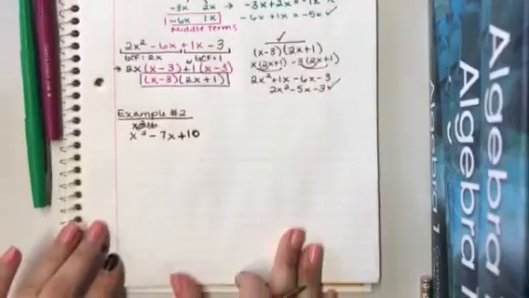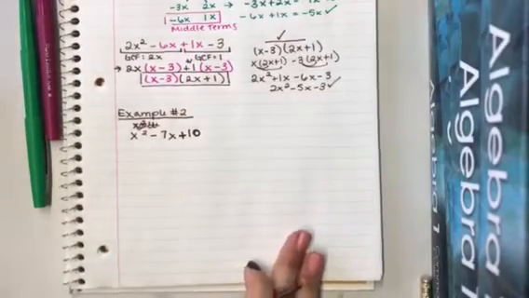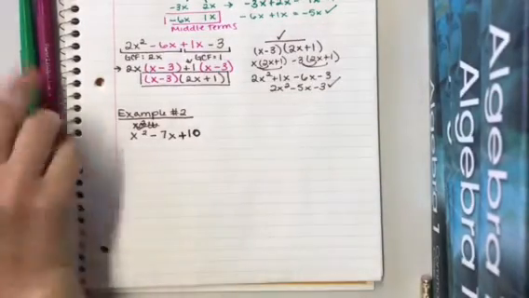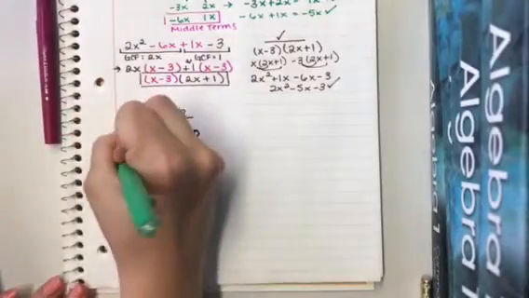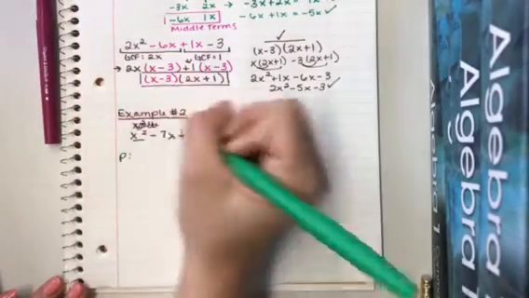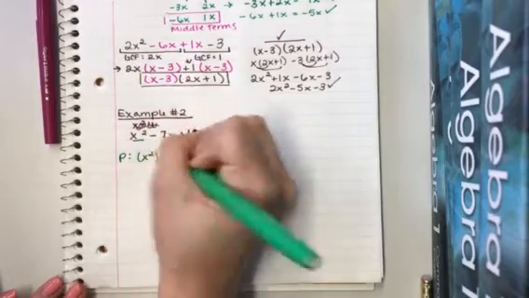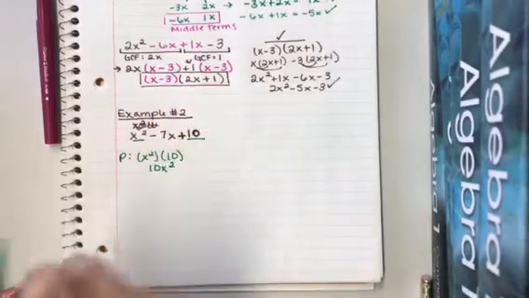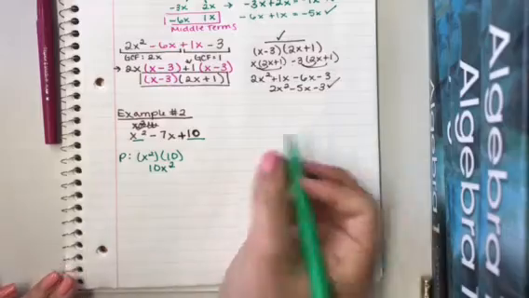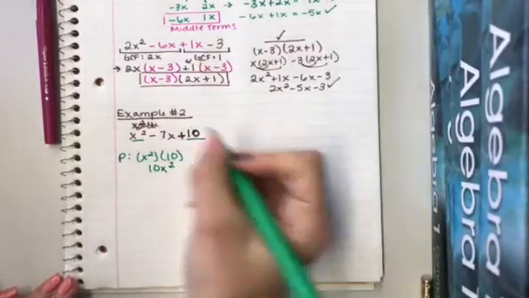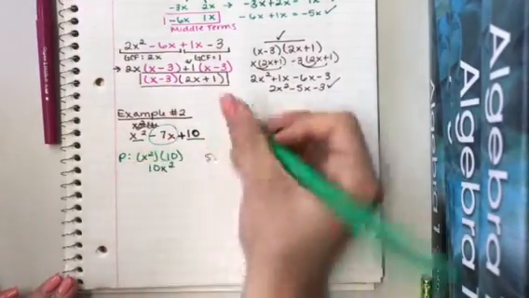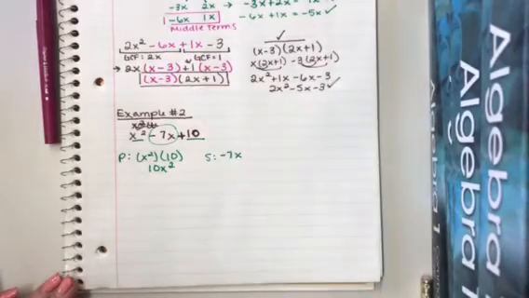Now, I go through the same process. My first step is to find my product here. So I take my first and my last term, and we multiply it to get 10x to the second power, okay? And then we find our sum, which is just our middle term, and it's negative 7x.